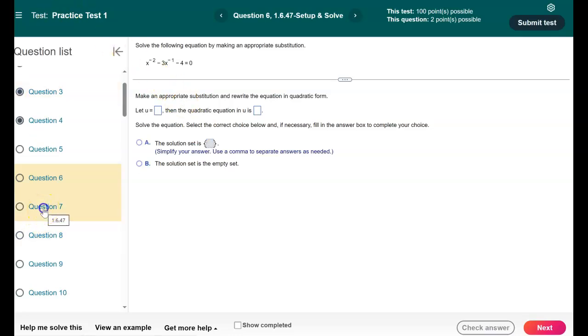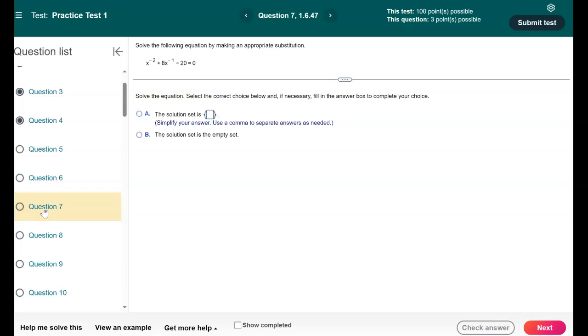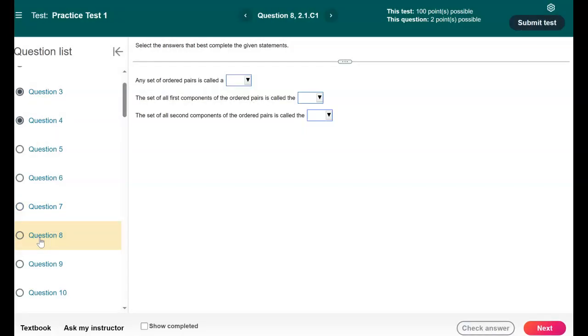Okay, let's proceed to the next question. That's just similar to the question in number 6, so I won't do that. Let's have another one. Here we have a conceptual question. Select the answers that best complete the given statements. Any set of ordered pairs is called, so look at the choices here. Is it called a function, a variable, a range, domain, or relation? The answer is relation. So it's a relationship between the x coordinate and the y coordinate.